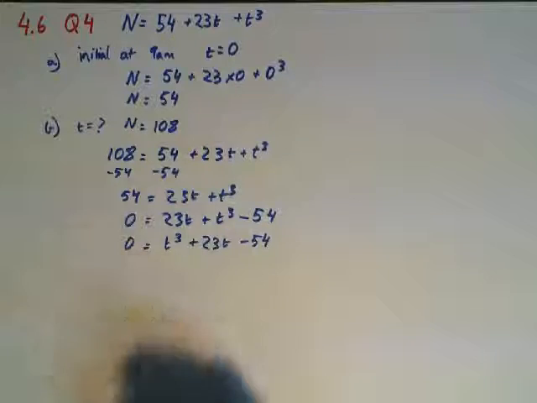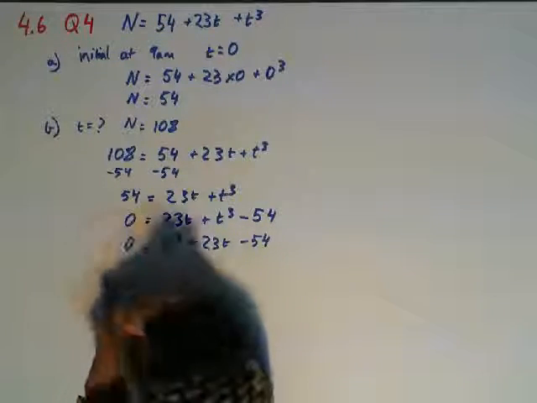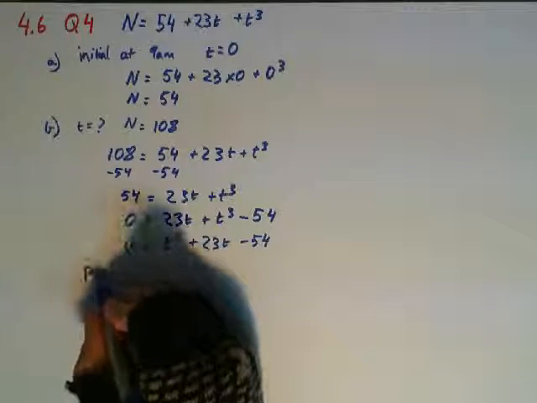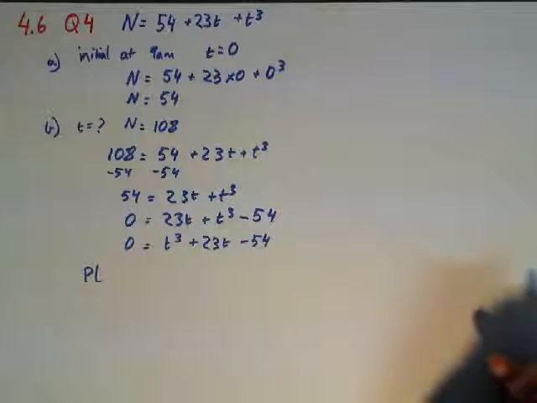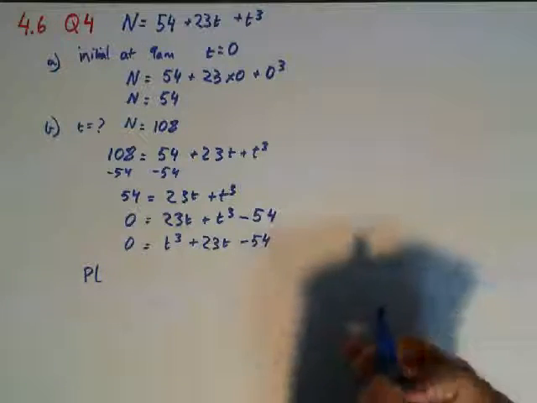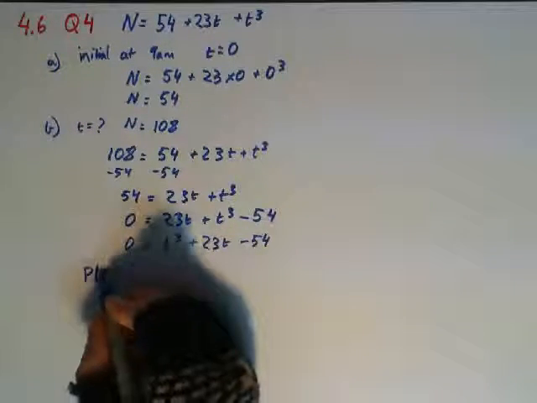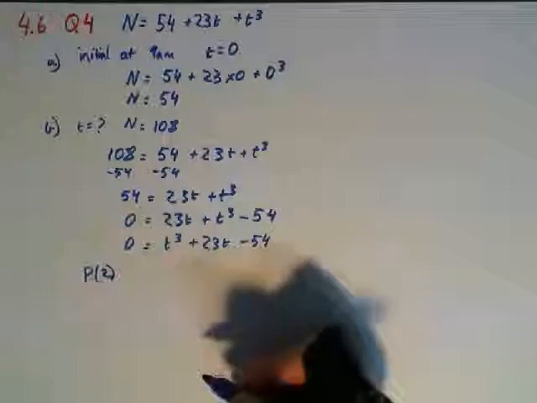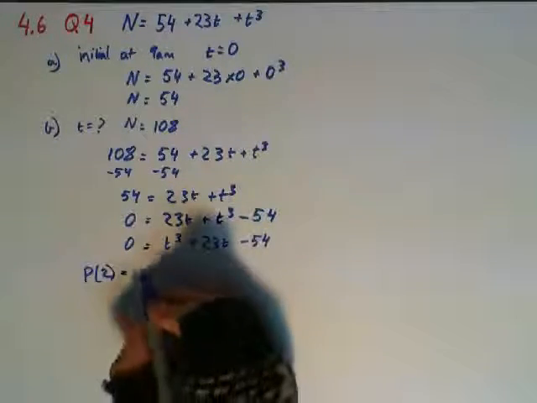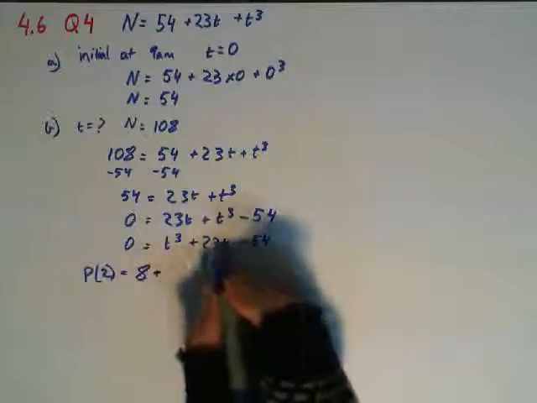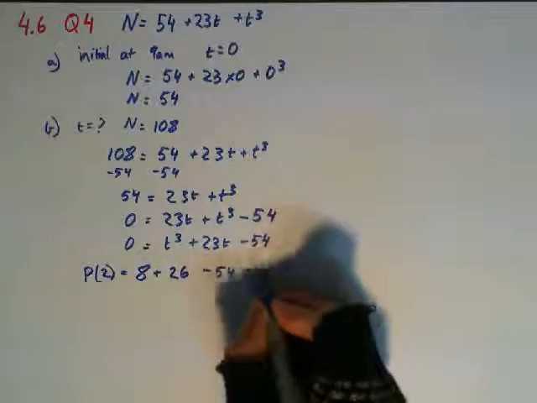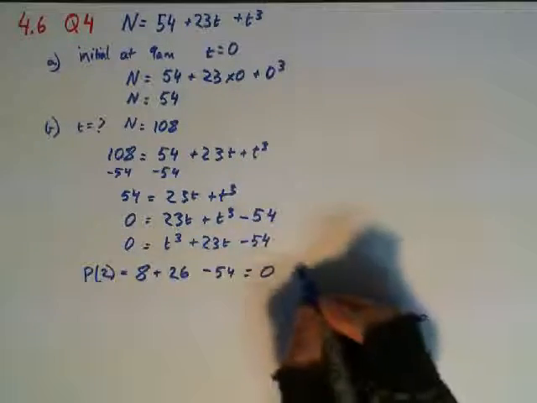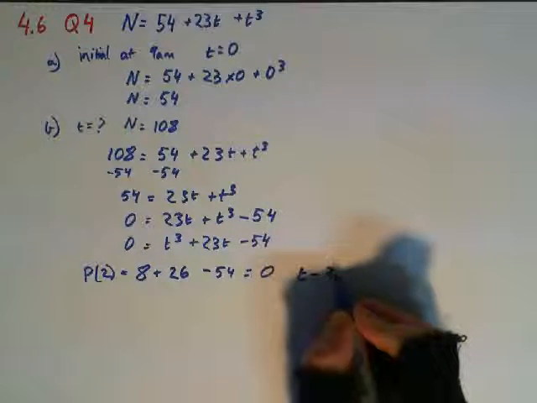So what we might do is use our remainder theorem. So we'll say P of 2. Let's find that. So 2 cubed is 8. 23 times 2, well, that's 46. Take 54, and that should get 0. So we can say t take 2 is a factor.